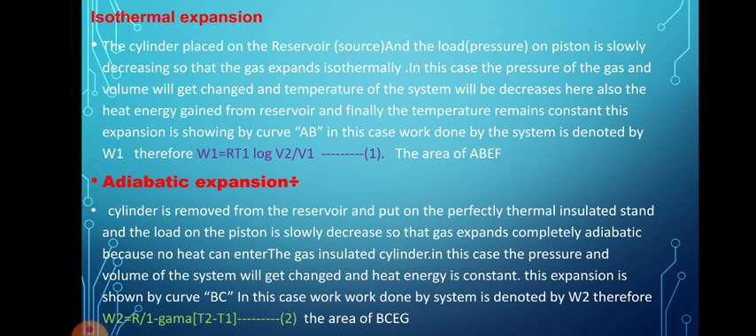The load on the piston is slowly increased, so that the gas is compressed isothermally. In this case, the pressure and volume of the system will change and the temperature of the system will increase. Here also heat energy is given to the sink and the temperature remains constant. This compression is shown by curve CD. In this case, the work done by the system is denoted by W3. Therefore W3 is equal to R T2 log e V4 by V3. This is equation number 3, the area of DCGH.